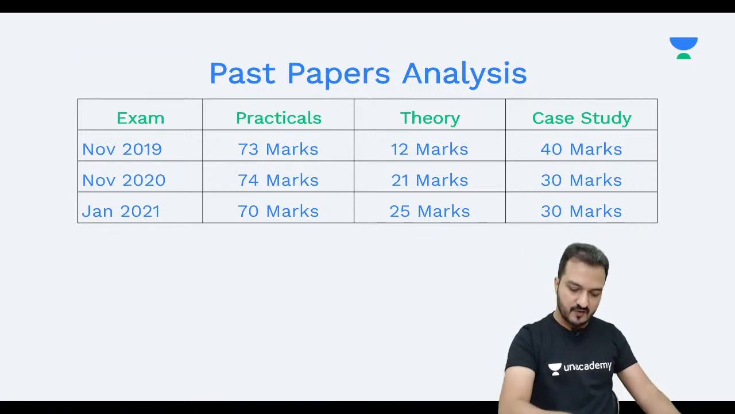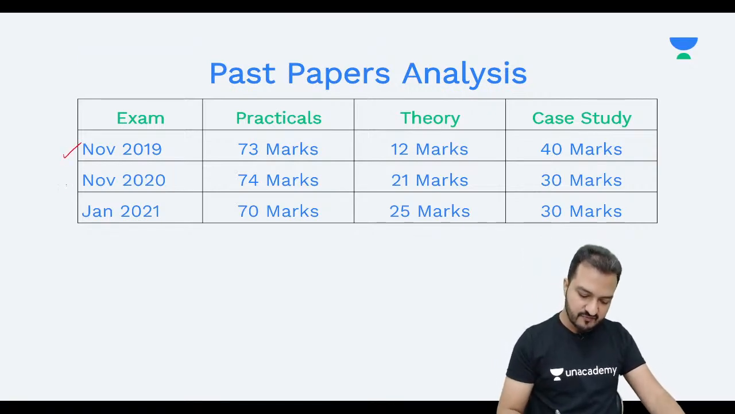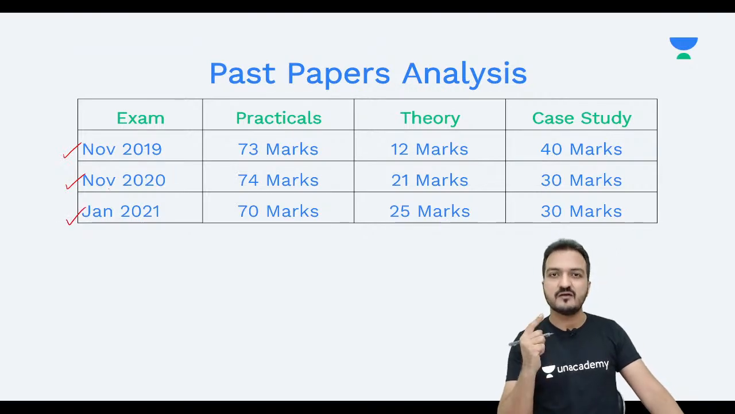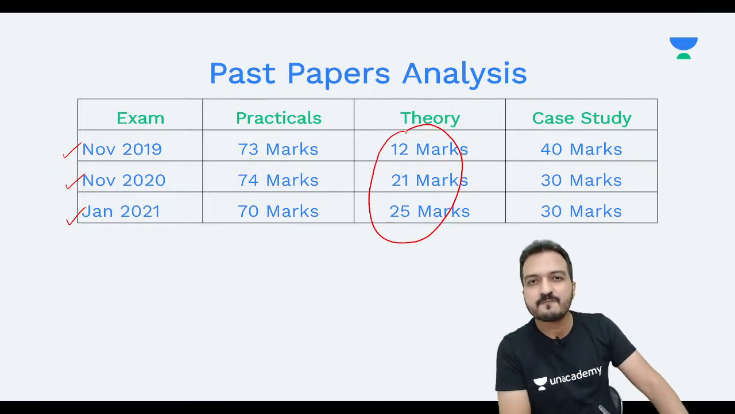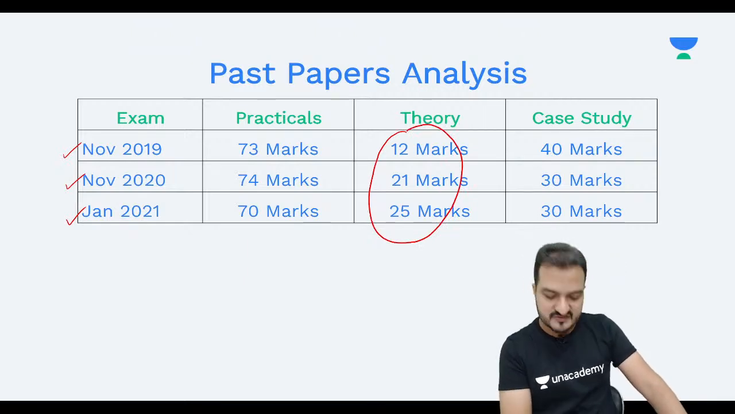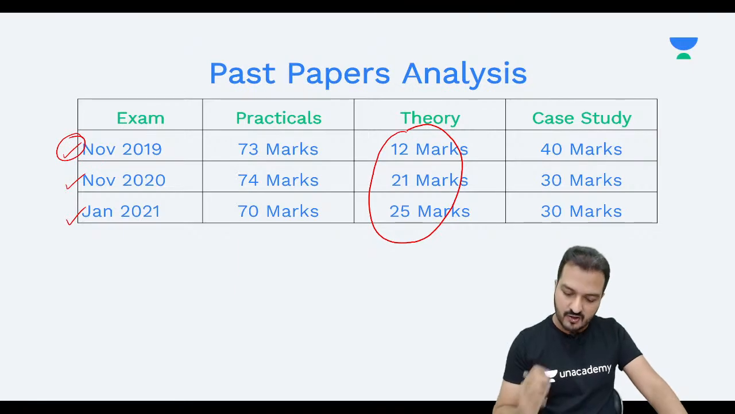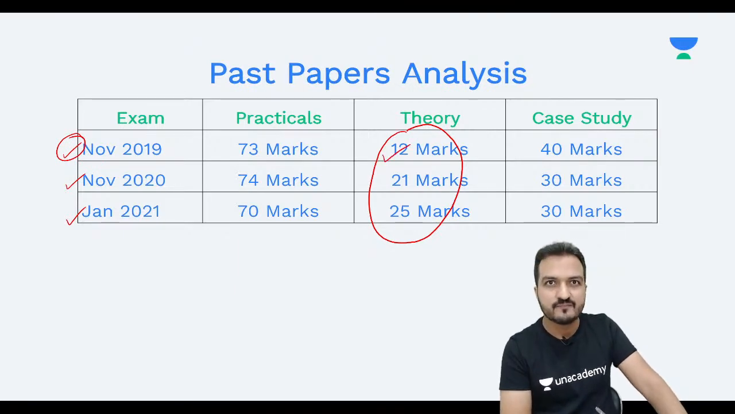Notice in November 2019, November 20, May 19, there was no exam. May 20 also, sorry, May 20, there was no exam. These are the last 3 papers, and in these last 3 papers, look at the theory weightage. In the entire subject, say November 19, entire paper, only 12 marks was the theory, almost 73 marks was practical, and 40 marks was case study.